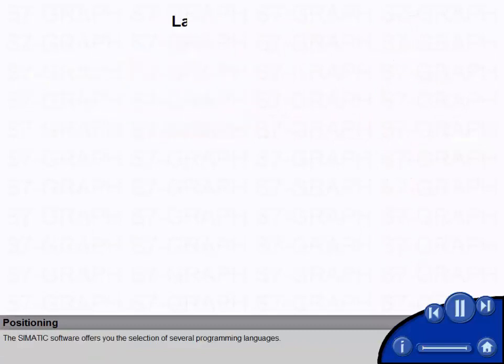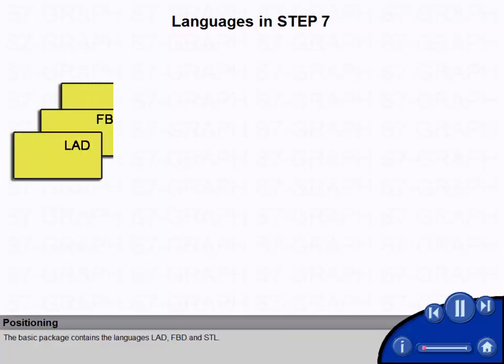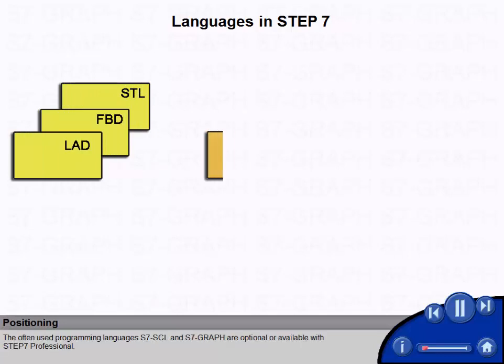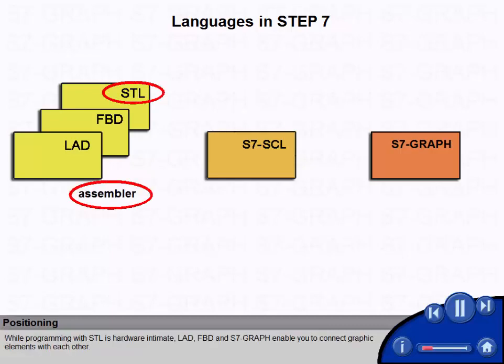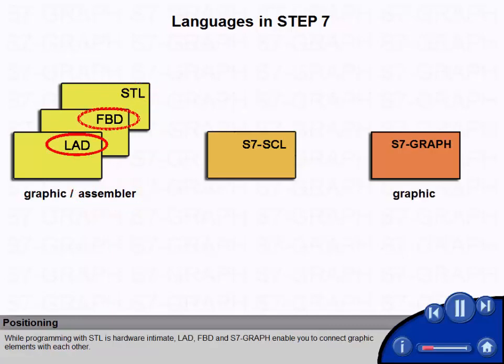The SIMATIC software offers you the selection of several programming languages. The basic package contains the languages Ladder, FBD, and STL. The often used programming languages S7-SCL and S7 Graph are optional or available with Step 7 Professional. While programming with STL is hardware intimate, Ladder, FBD, and S7 Graph enable you to connect graphic elements with each other.